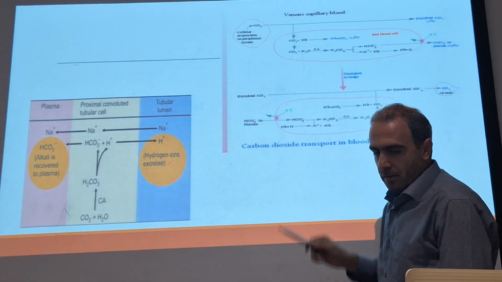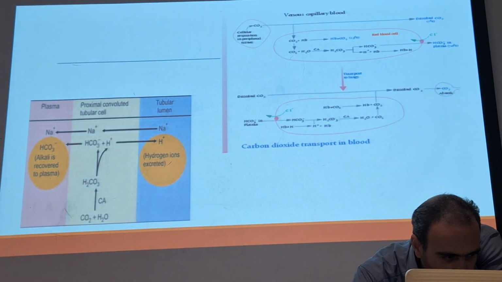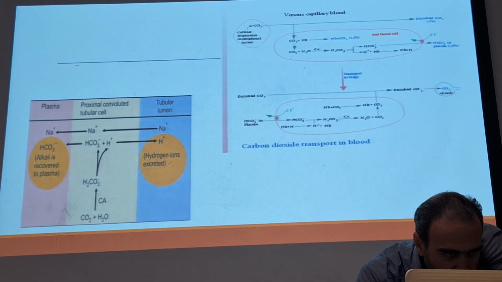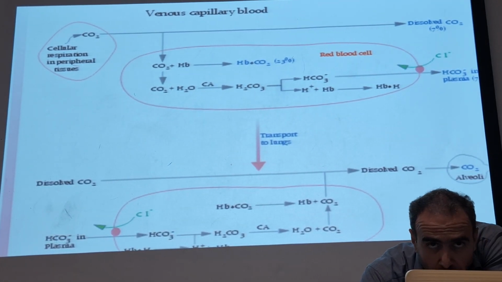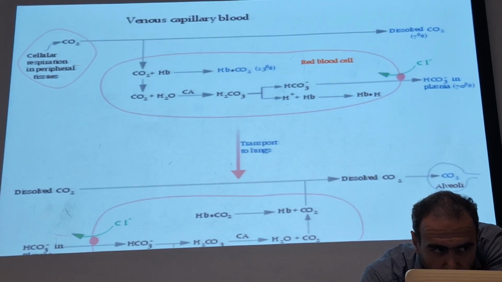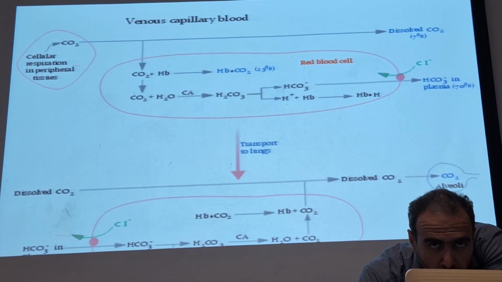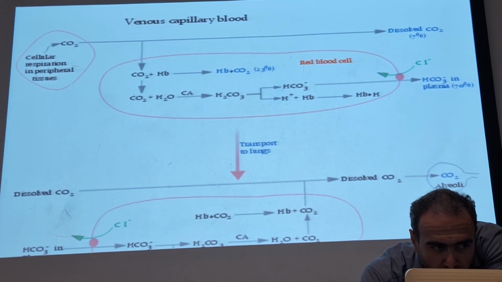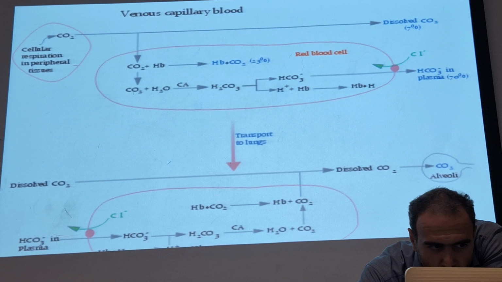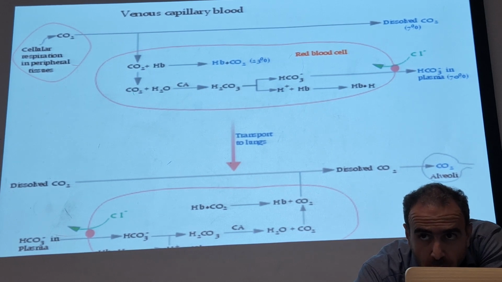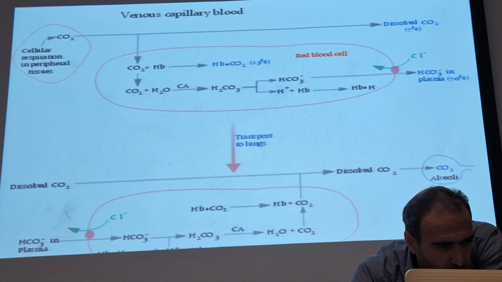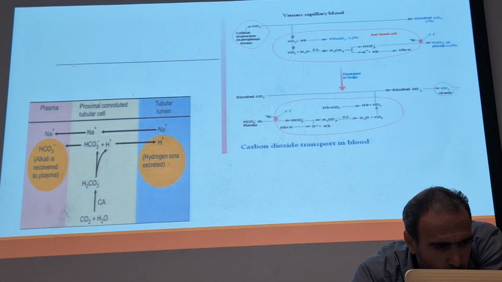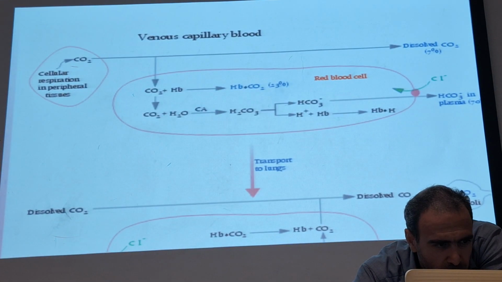I just wanted to follow it and see what's happening here. This is the RBC, red blood cell. CO2 is produced in cellular metabolism. CO2 is combined by hemoglobin. Excuse me, the pointer is not pointing. Doesn't matter.